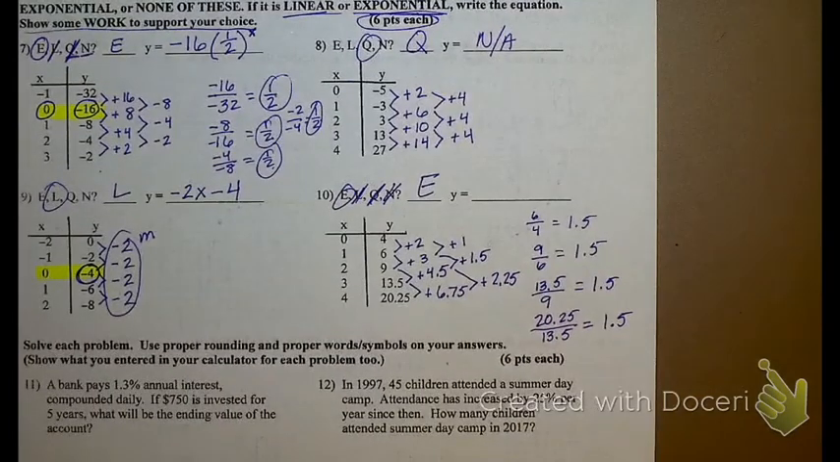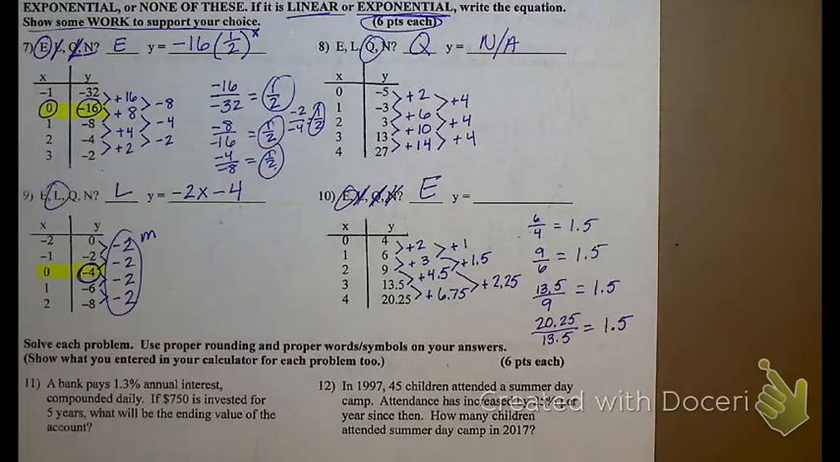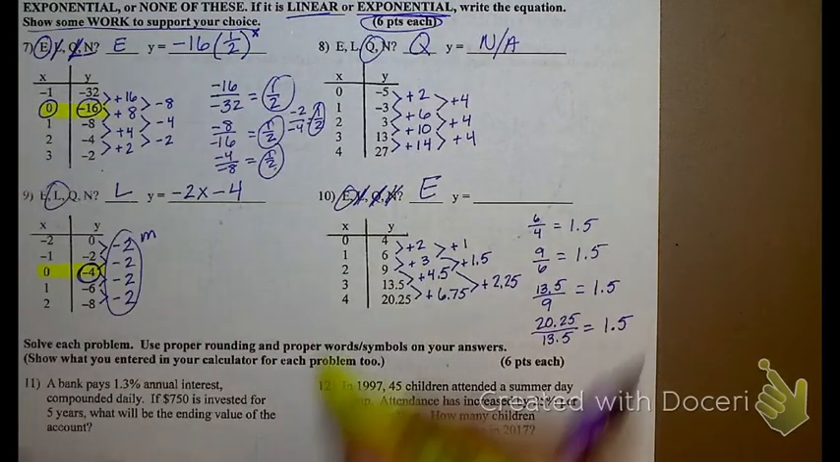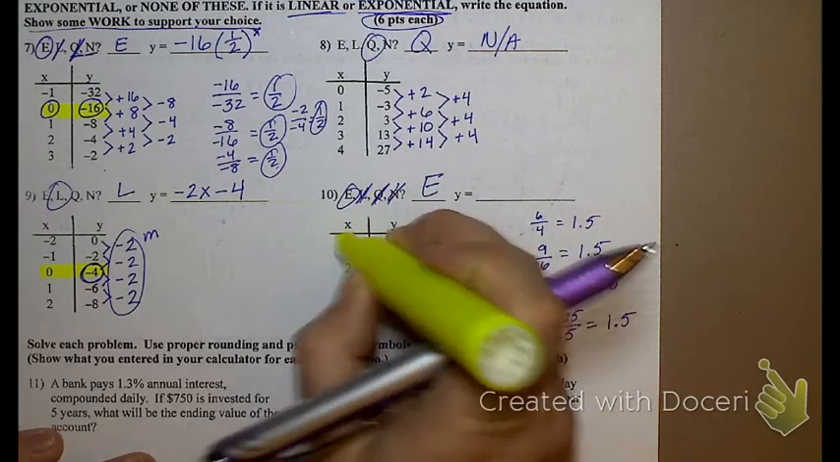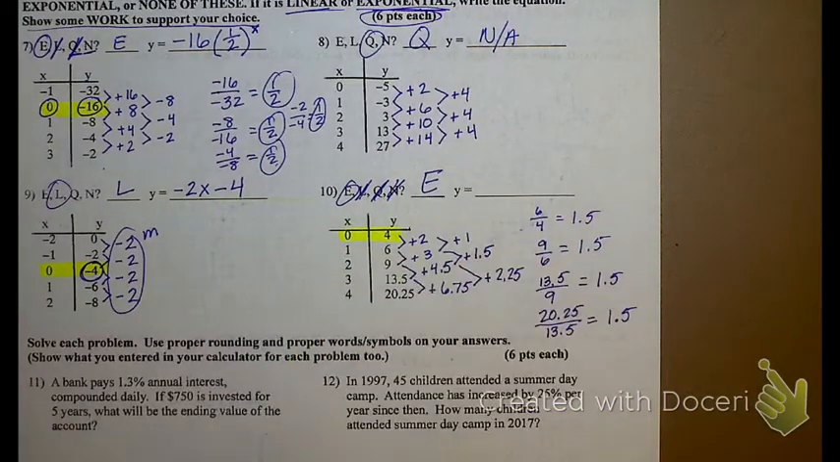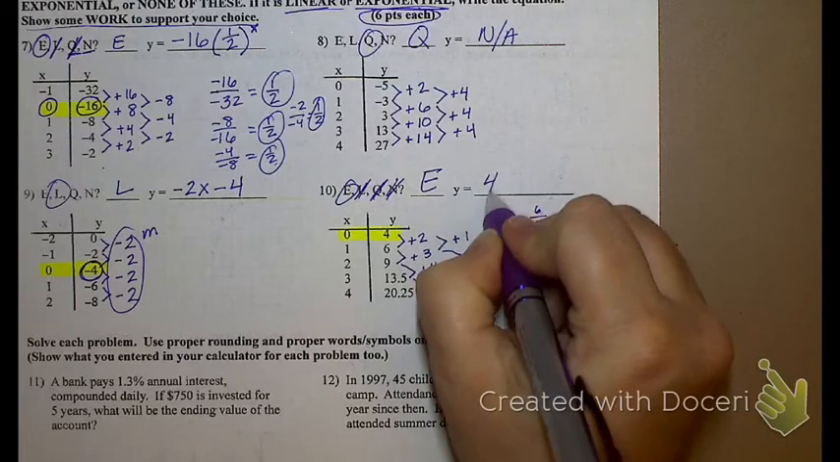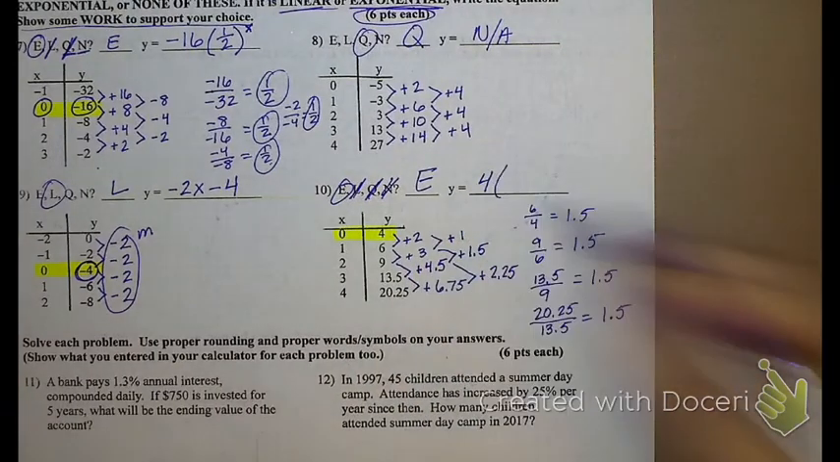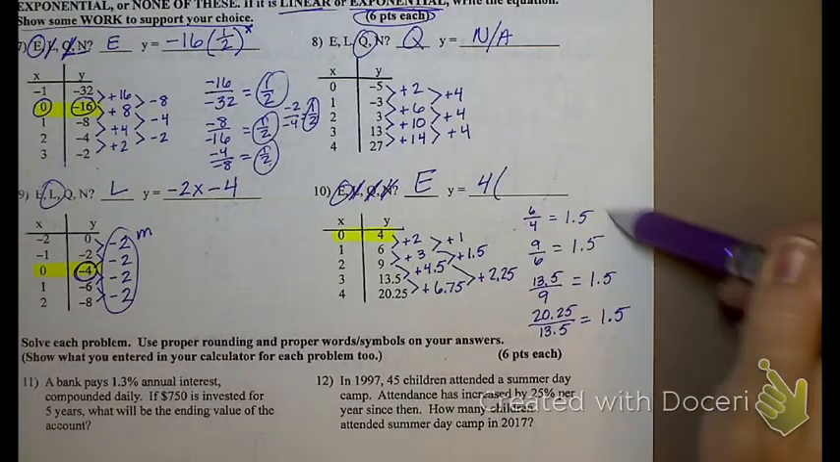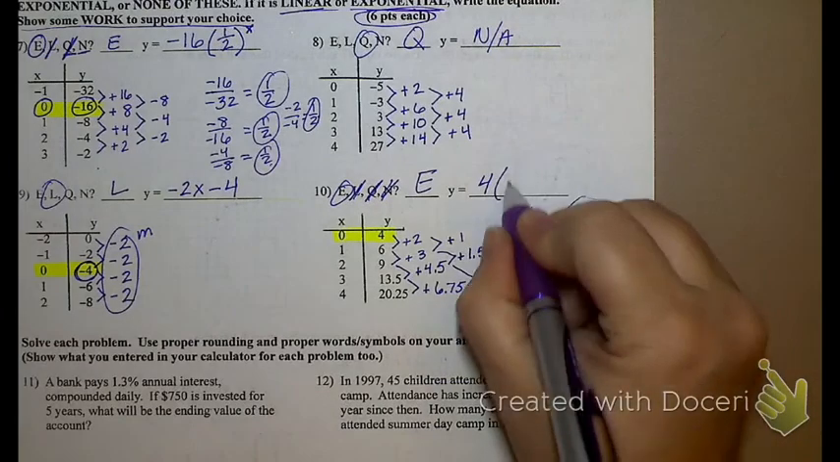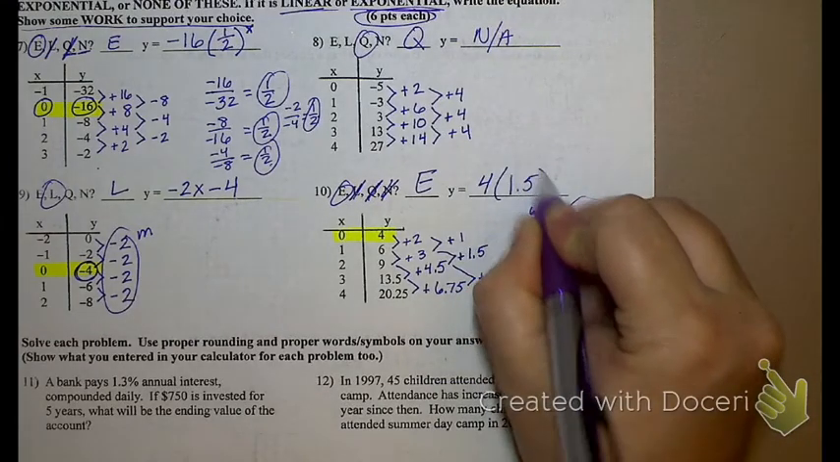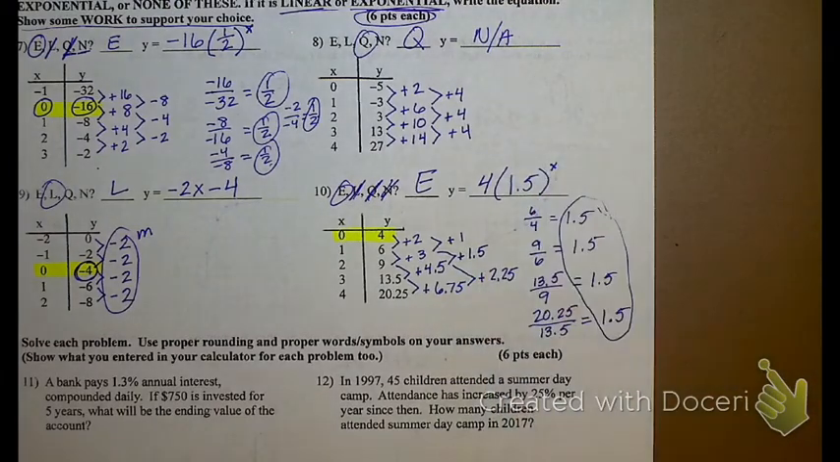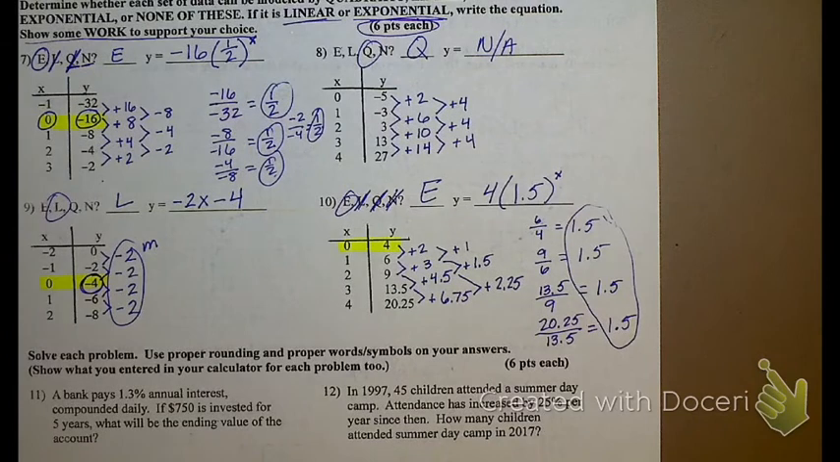So I need my y equals ab to the x. How do I find a? Go where x is 0 and take the 4. What's my b value? 1.5 to the x power. Should not be difficult, right?